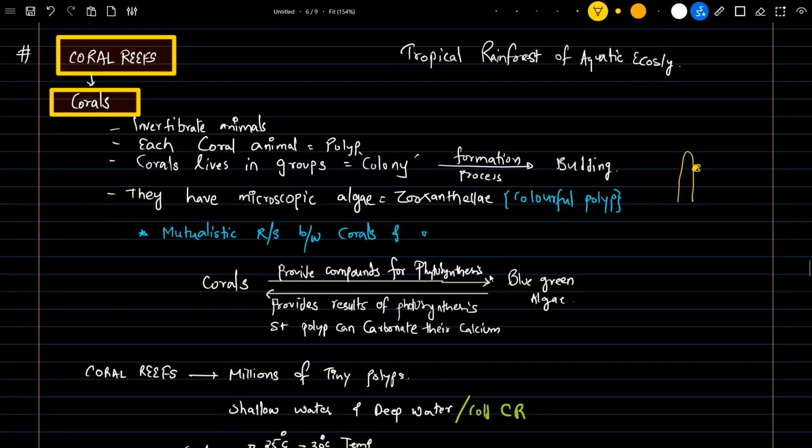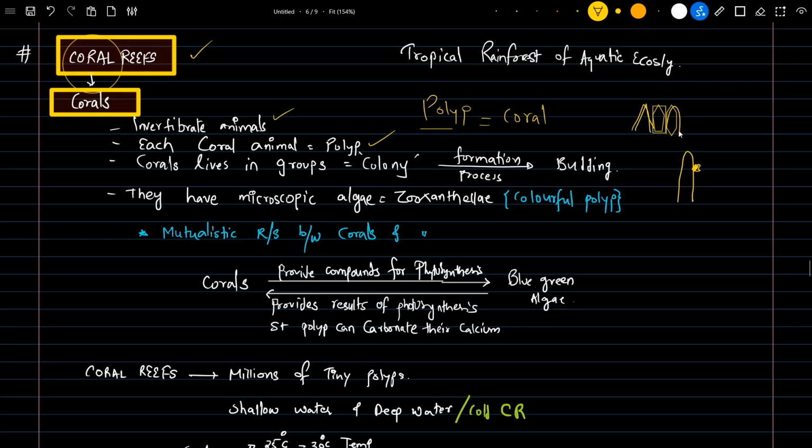Now let's talk about the coral reefs. Before understanding coral reefs, let's understand what corals are. Corals are basically invertebrate animals. It means they don't have any backbone, similar to worms. Each coral animal is called a polyp. So these polyps, or polyp, means coral. These corals won't exist individually, but they exist as a group. So in this manner they exist.